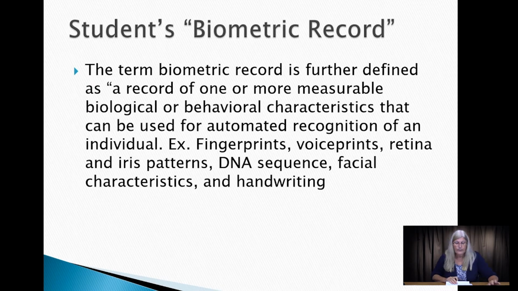This slide might be a little different, where it talks about the biometric record. A lot of people haven't thought about that. So we stuck this in here just to make sure that you knew what biometric records were. We have it defined on the slide, and it's one or more measurable biological or behavioral characteristics that can be used for automated recognition of an individual. Those things that we have listed there as examples: you have fingerprints, voice prints, your retina, iris patterns, DNA sequence, facial characteristics, and of course handwriting.